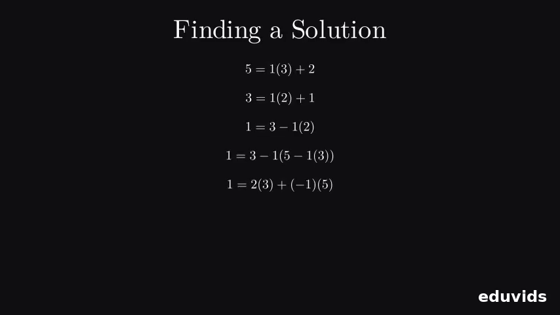To find one particular answer we run the extended Euclidean algorithm on 3 and 5. 5 equals 1 times 3 plus 2. 3 equals 1 times 2 plus 1. Then back substitute to express 1 as 2 times 3 minus 1 times 5. Reading the coefficients gives x naught equals 2 and y naught equals negative 1. So the pair 2, negative 1 works.